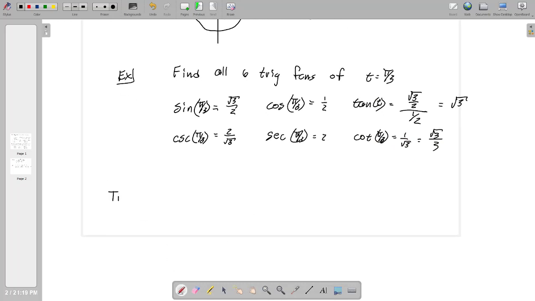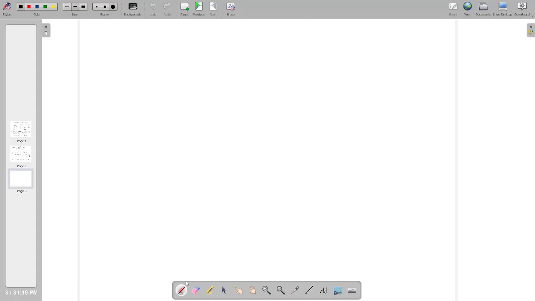All right, go ahead and try one on the accompanying worksheet. Find all 6 trig functions of t equals 7 pi over 6. Now, you'll probably need to use the unit circle on this one. If you have it memorized already, then great. But if you need to use the unit circle, that's fine as well. We're still learning it, so you do need to understand the unit circle and have it memorized as you move through the class. Otherwise, you will fall behind.